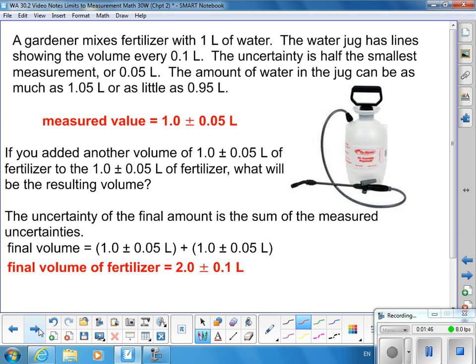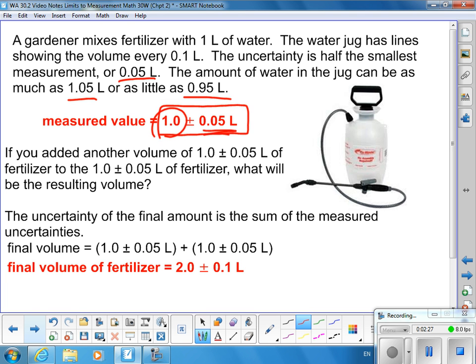A gardener mixes fertilizers with 1 liter of water. The water jug has lines showing the volume every 0.1 of a liter. The uncertainty is half of that smallest measurement, so 0.05 of a liter. The amount of water in the jug can be as much as plus 0.05, so it could be up to 1.05 liters, or it could be less by 0.05, so it could be 0.95 liters. We write it as the unit of measure, 1 liter, plus or minus the uncertainty.